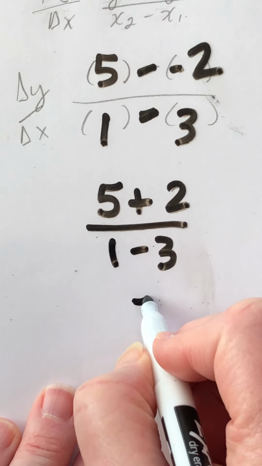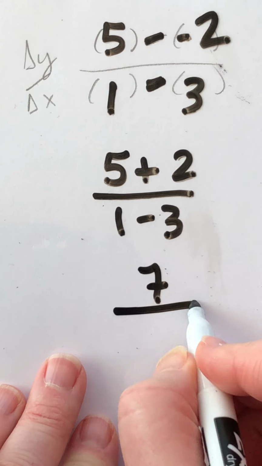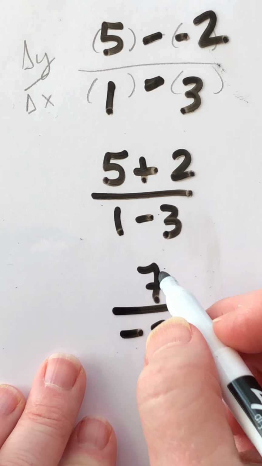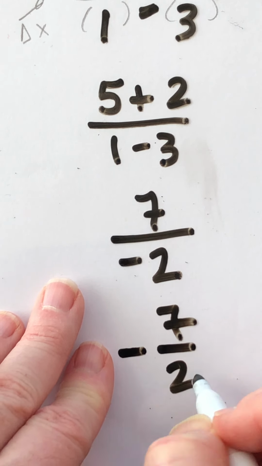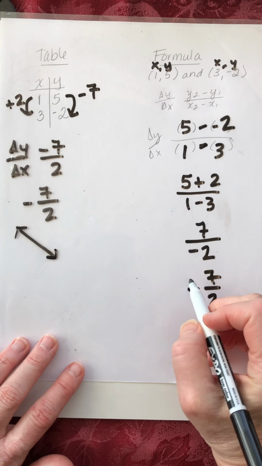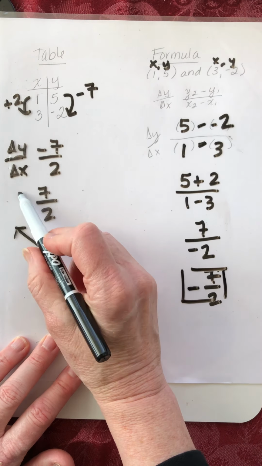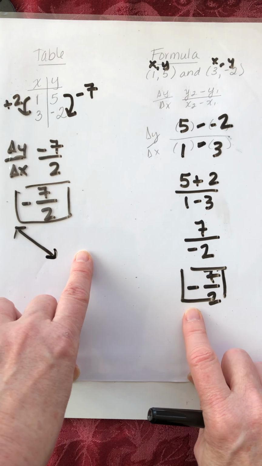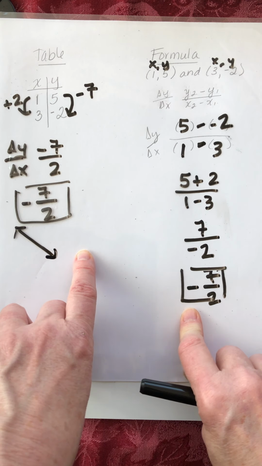So 5 plus 2 is 7. 1 take away 3, I'm taking away more than I have. Taking away 2 more than I have, that's a -2. Positive divided by a negative is a negative. So my slope is -7/2. Now let me zoom out a second. So it doesn't matter whether you use the slope formula or you used a table to put your points in, you should end up getting -7/2. Okay, so now I'm going to have you do one to practice.